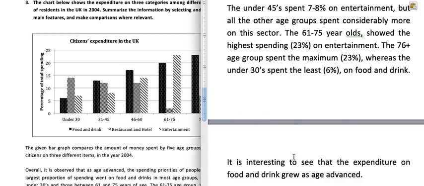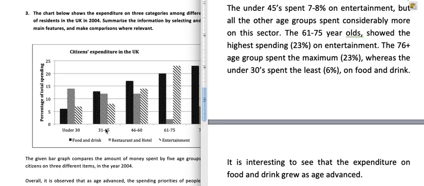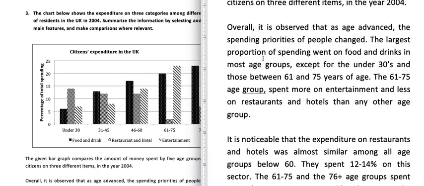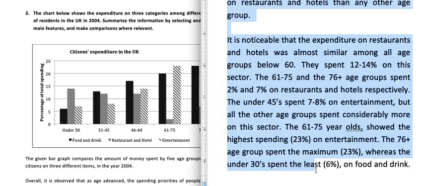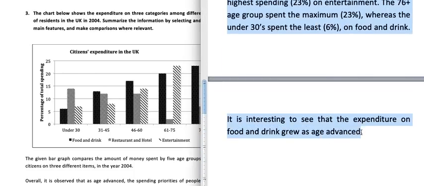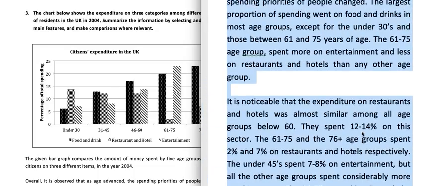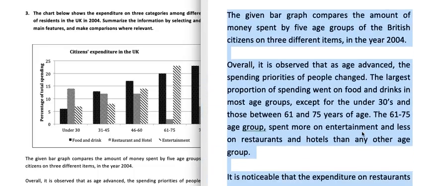It is interesting to see that the expenditure on food and drink grew as age advanced. So here you can see age is advancing, under 30, 31 to 45. So as age advanced, the spending on food and drink grew. So this is the complete graph that I have written, and let me see the word count in this. I think it should be below 180. This is 190. Okay, so it's about 190 words. That's also okay.